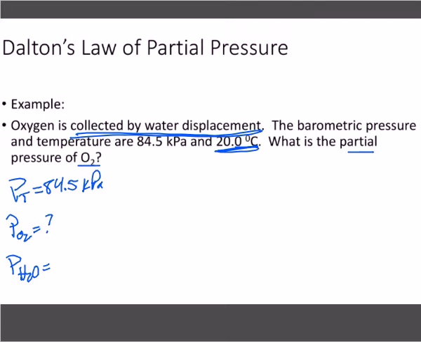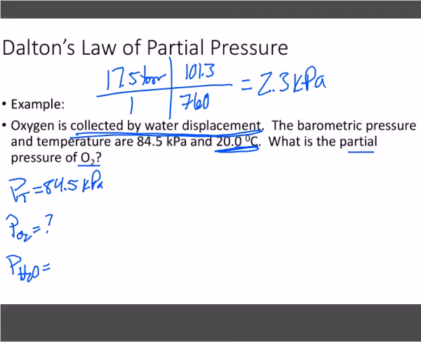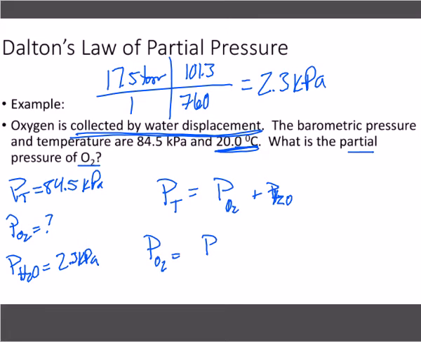Basically, you're given the temperature not for any part of the calculation, but to get the value for the water vapor at that given temperature. 2.3 kPa. So guys, here we go. We have our P total equals the pressure of gas 1 plus the pressure of gas 2. We're looking for the pressure of oxygen gas, and this is H2O. Well, get oxygen by itself. So it's going to be PT minus P of the H2O. Our total pressure is 84.5 kPa minus that 2.3 kPa, which was the partial pressure of the water.